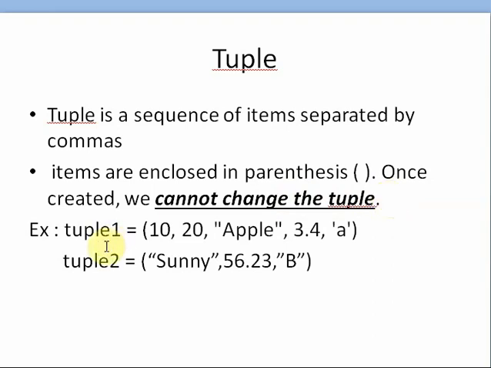So see the example, tuple1 equal to bracket 10 comma 20 comma apple comma 3.4 comma 8. And the second example, tuple2 equal to, in parenthesis, Sunny comma 56.23 comma B.